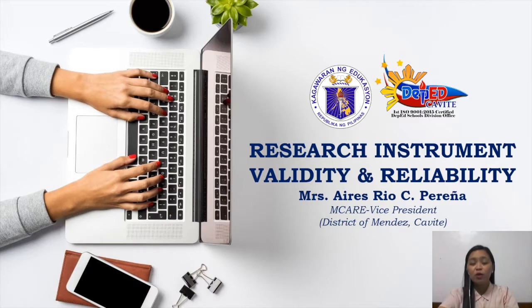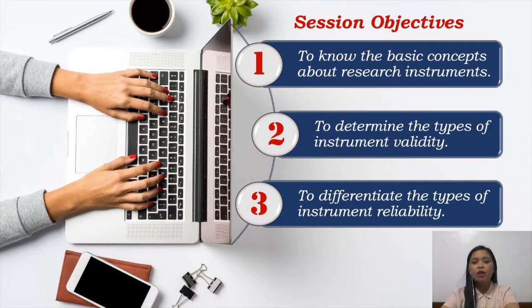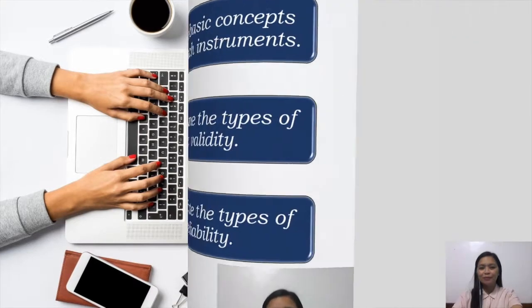Today, I will be talking about research instrument validity and instrument reliability. At the end of this learning session, the participants are expected to, first, know the basic concepts about research instruments. Second, determine the different types of instrument validity. Lastly, differentiate the types of instrument reliability.